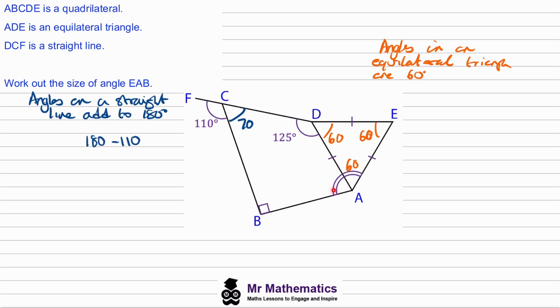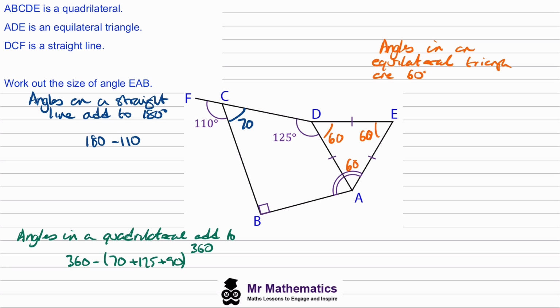And now we can work out this angle using angles in a quadrilateral add up to 360. So we'll have 360 take away the sum of the other three angles. And this will give us 75 degrees. So then we can see that this angle will be the sum of the 75 plus the 60, which will be 135 degrees. Okay? How did you get on with that?